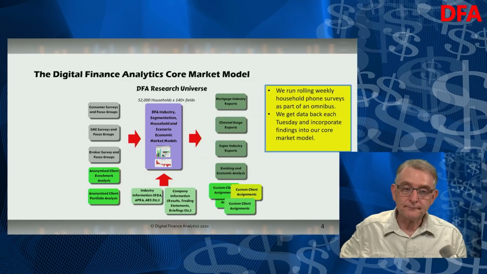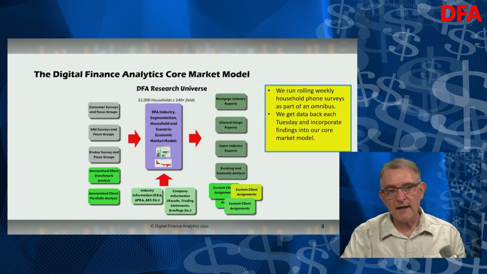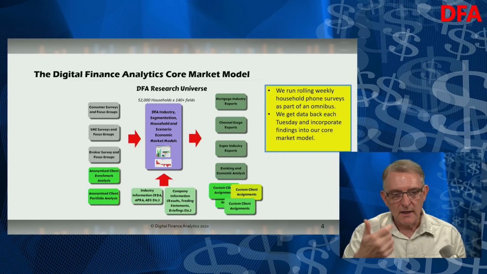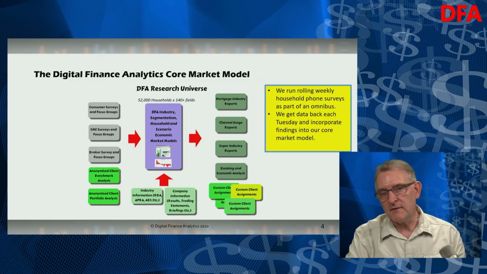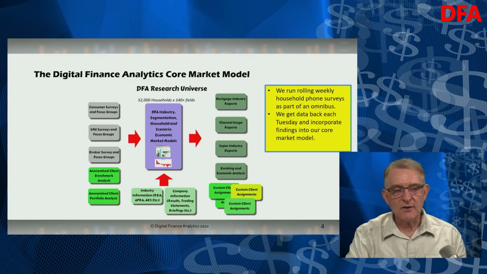Now, in terms of the DFA approach, you will know, hopefully by now, if you're new maybe not, that we focus on households and surveys. We survey 1,000 new households each week, 52,000 in the year. That goes into our core market model.